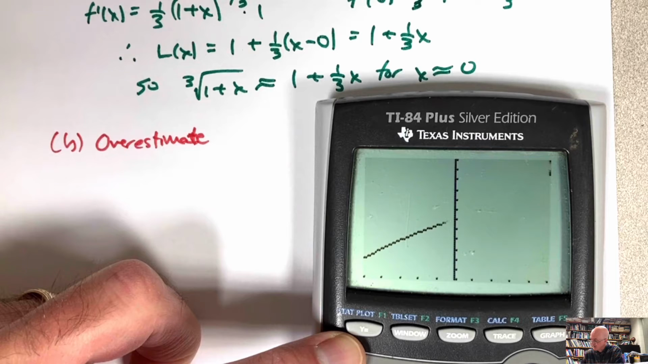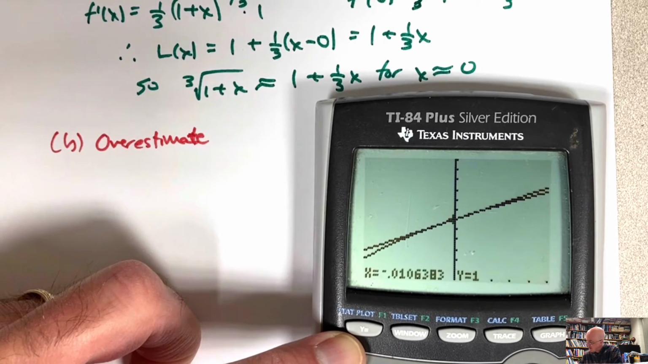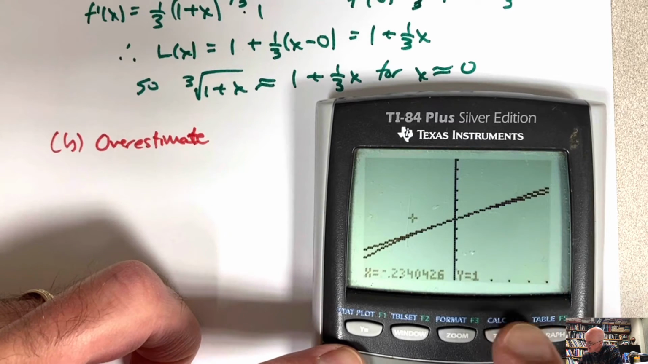Okay, so this is the cube root function, cube root of 1 plus x, and we have its tangent line approximation. What we want to do is think about where these curves are farthest apart. It looks pretty clear it's on the left, when x is negative 0.5. And how far apart are they? We can estimate it by tracing here.